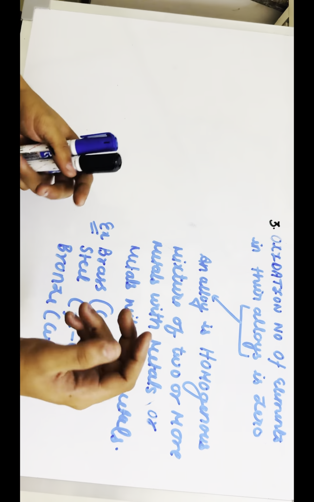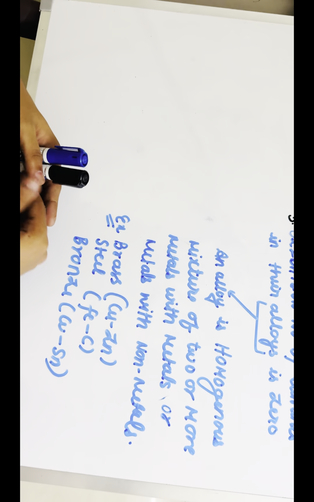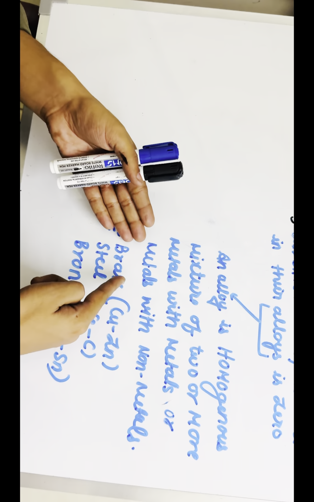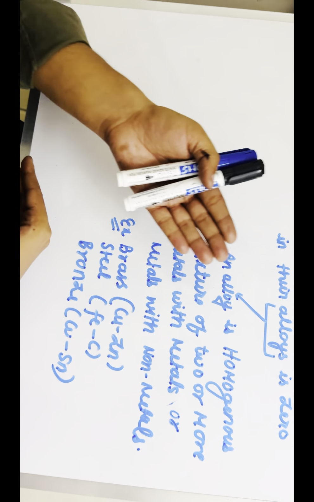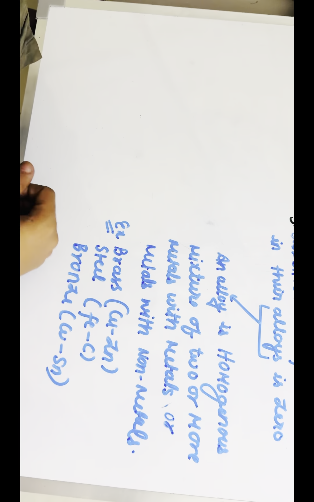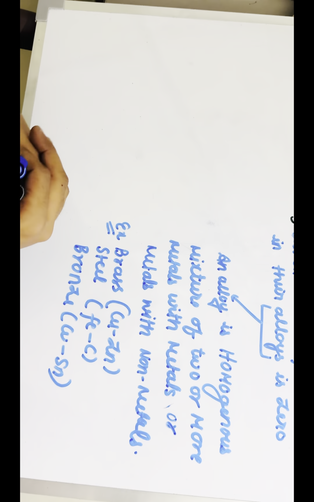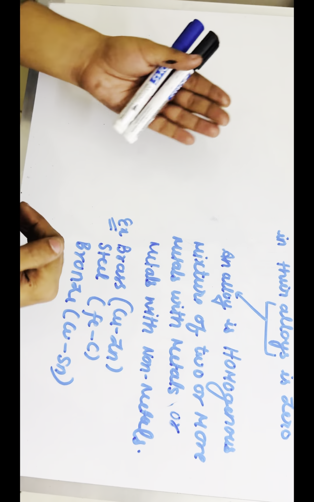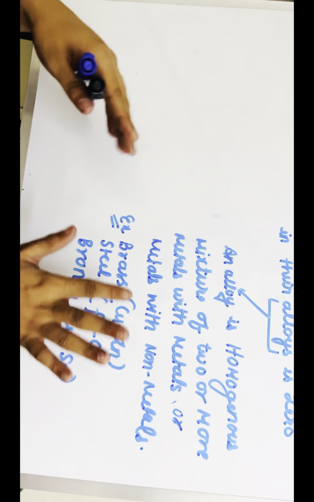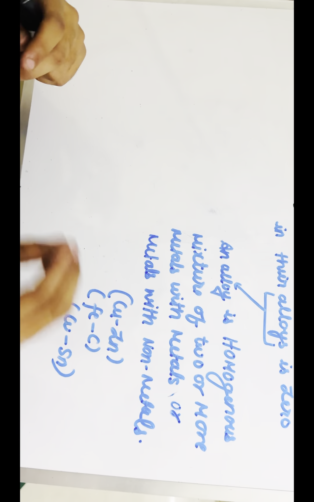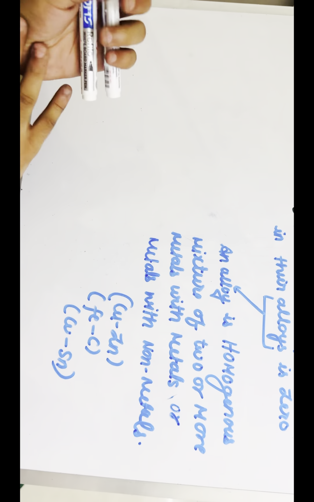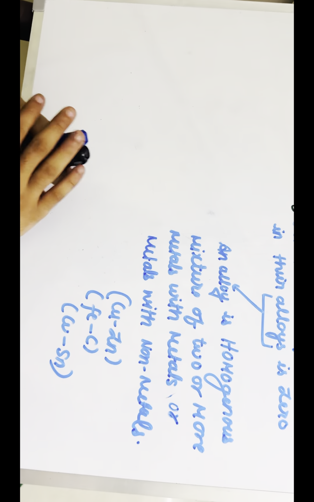Or the other question which they can ask, they can give you the names of these alloys, brass, steel, bronze, and then they will ask you the oxidation number. The answer will be 0. Or the third type of question, that would be more complicated. They will not give you the names. What they will give you are the symbols, and they will ask you the oxidation number. So the answer will be 0.